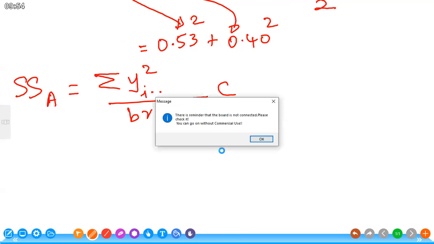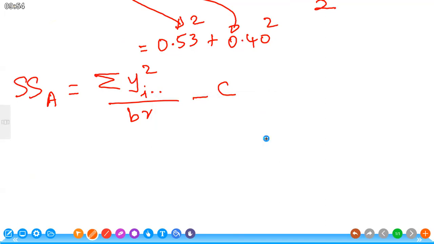So y square, over individual values, you add all of them together and square it. y dot dot dot square, the grand total. You add all the values and square it. Sir, you would have studied the correction factor in CRD. You should understand the principle, then only you can apply.